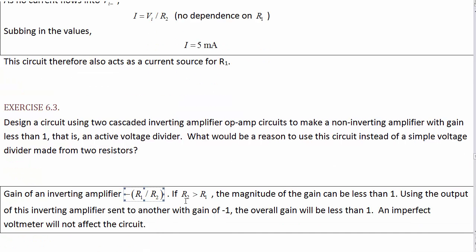Well, the gain of an inverting amplifier is negative R1 over R2, so if R2 is bigger than R1, you can get a magnitude of gain less than 1. Using any combination of this for one op-amp and another op-amp, you can make the overall gain less than 1 in magnitude and positive by using 2 inverting amplifiers. And what's the point of this? Well, an imperfect voltmeter, in other words a non-infinite load, will not affect the circuit, so it'll maintain this voltage output due to the 0 output impedance of the op-amps.